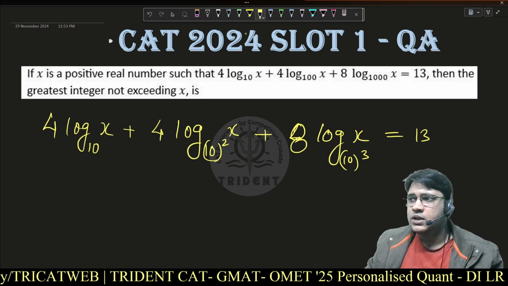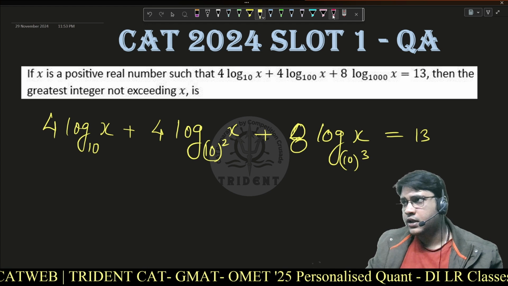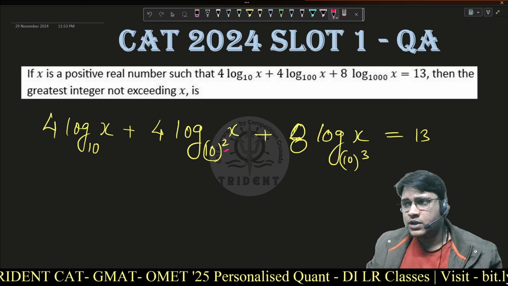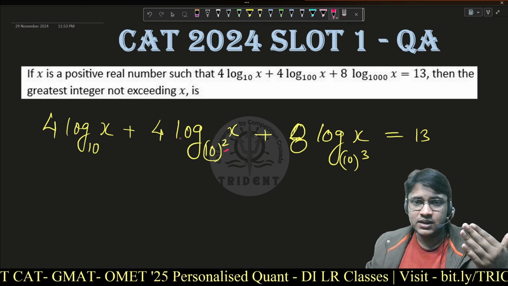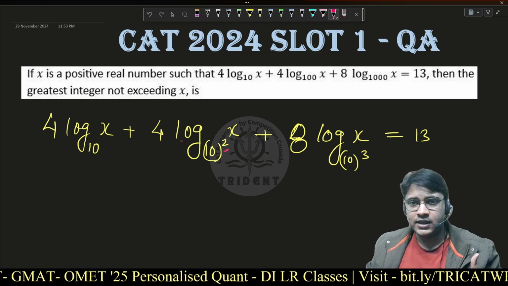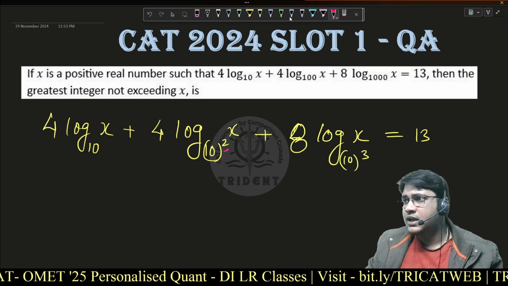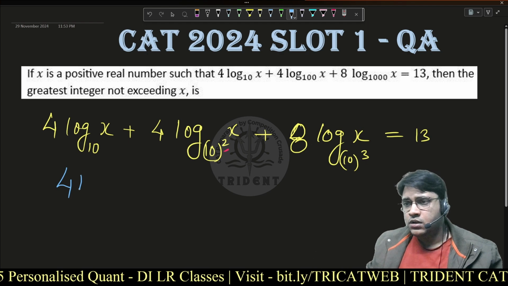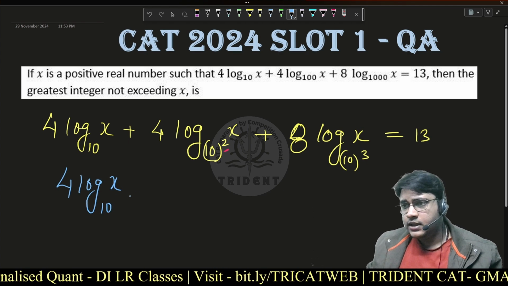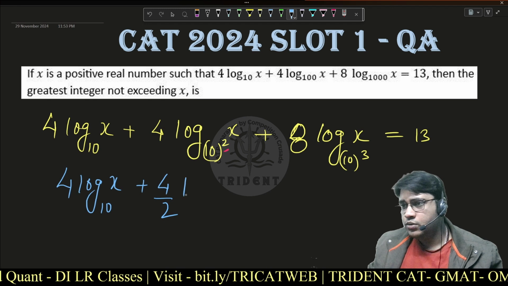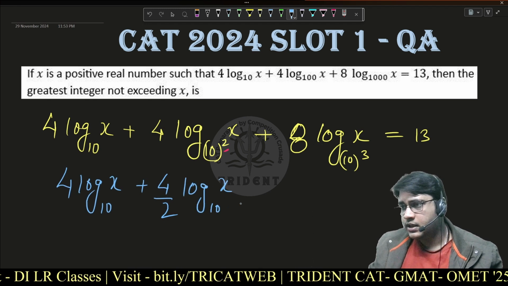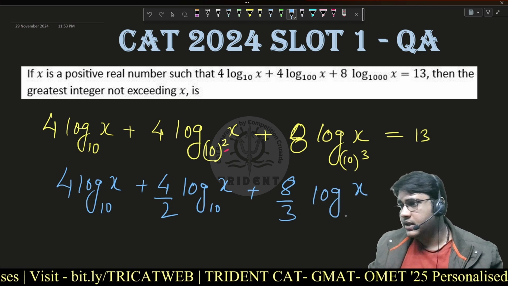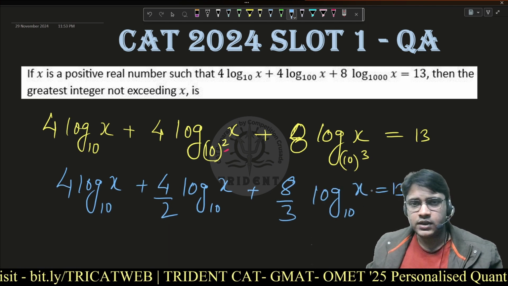Now, we know there is a property of the logarithm which says that whenever there is an exponent in the base, this exponent can be taken outside of the log, but then it will be divided by that exponent, right? So I'm rewriting this expression. The expression will be something like that now: 4 log of x base 10 plus 4 by 2 log of x base 10 and 8 by 3 log of x base 10. This all equals to 13.